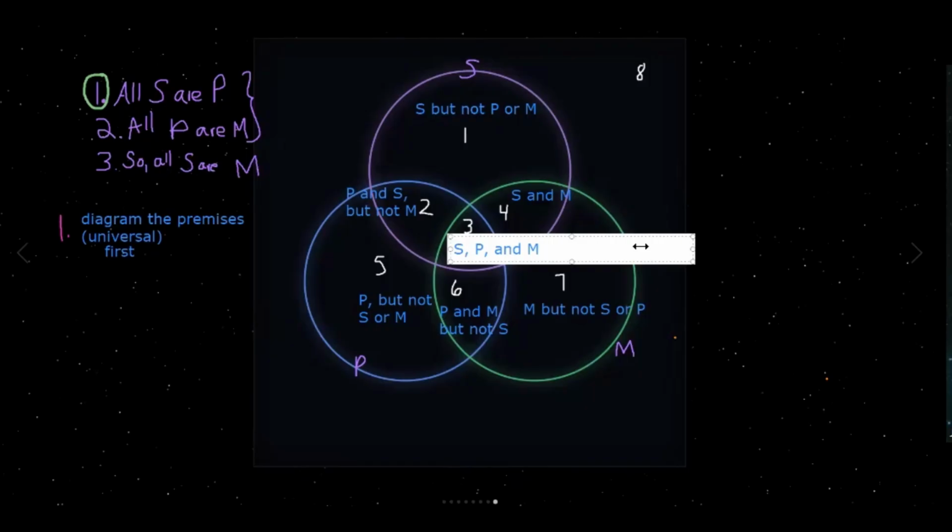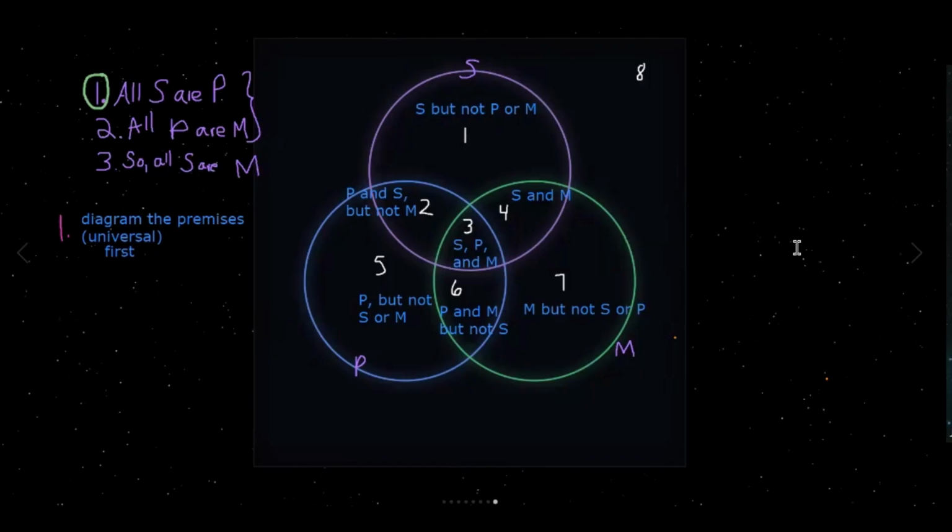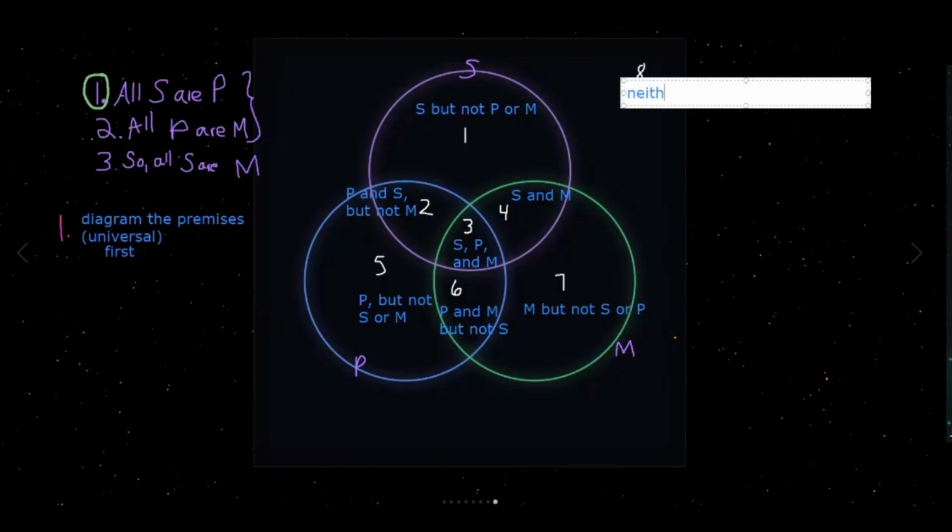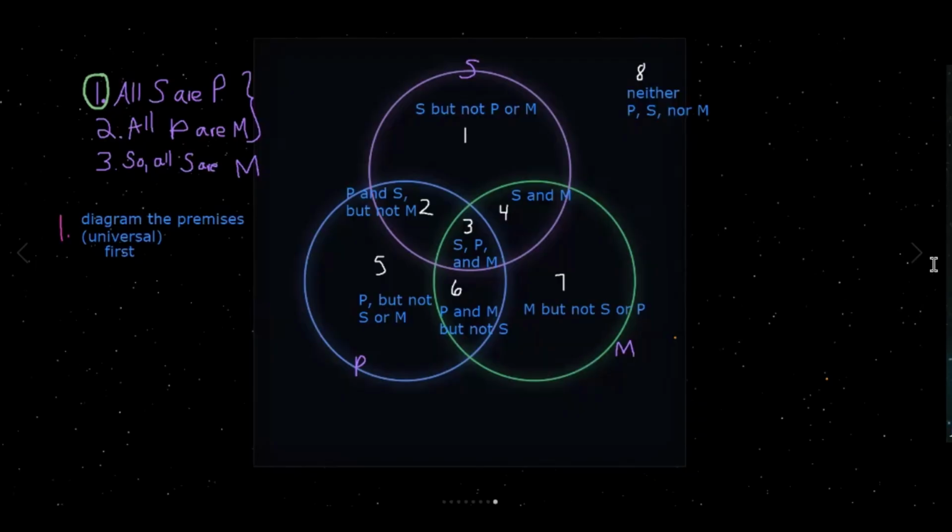Okay, so without knowing anything about S, P, and M, this is all we have: a representation of conceptual space that tells me where any object in the universe would go. Region 8 represents something that's none of them. Okay.